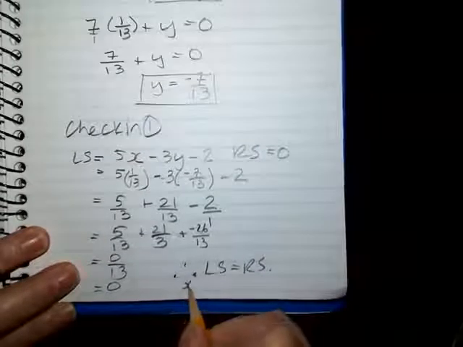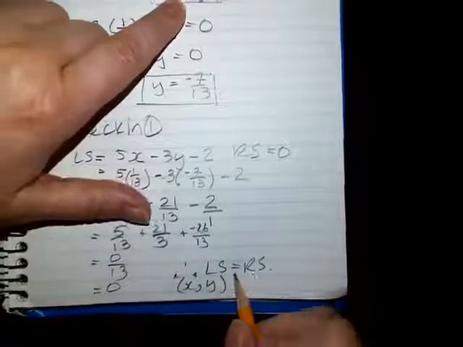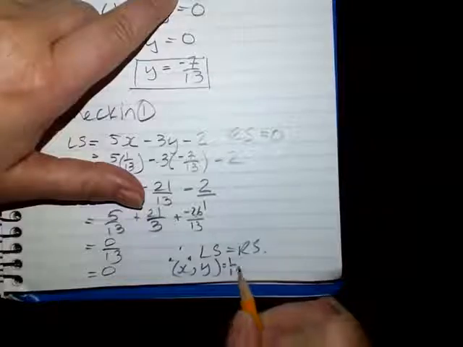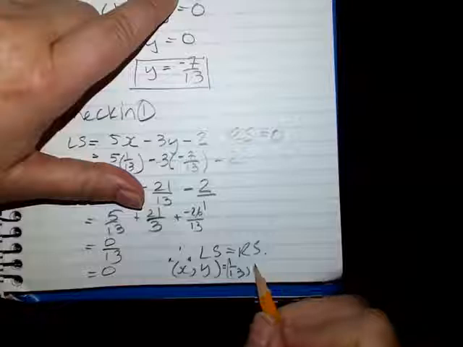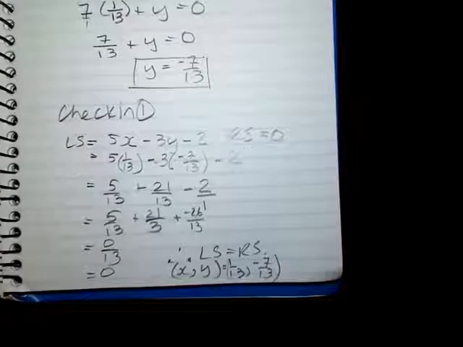And the answer we write like this: (x, y) equals, and then we write down what x is, which is 1 over 13, and y is negative 7 over 13. And that is how you solve with substitution.